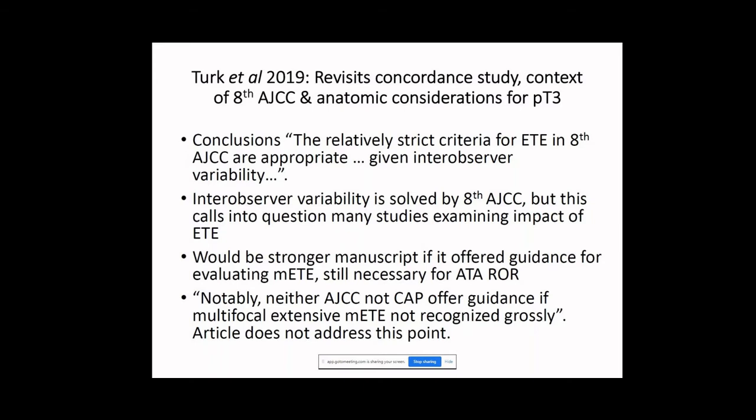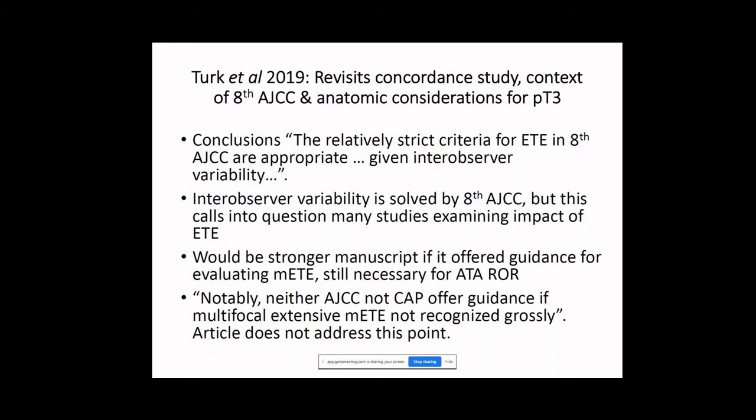So in the Turk article, they conclude that the relatively strict criteria for ETE in the 8th AJCC are appropriate given inter-observer variability. So I can't agree with that statement, because the lack of concordance for microscopic ETE is not the justification for changing the grading system. The lack of association with disease-specific mortality is the reason for dropping it. Dropping microscopic ETE sort of solves the inter-observer variability for the AJCC, but not for the ATA.